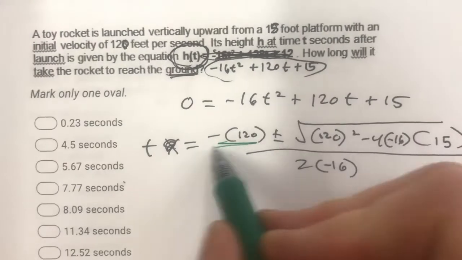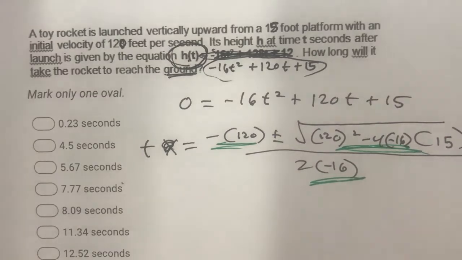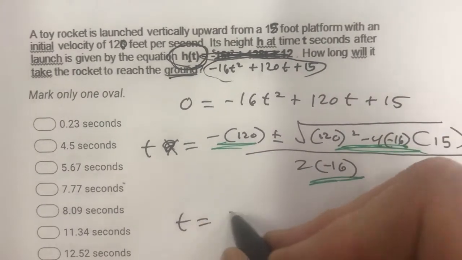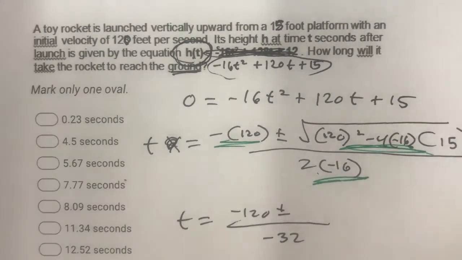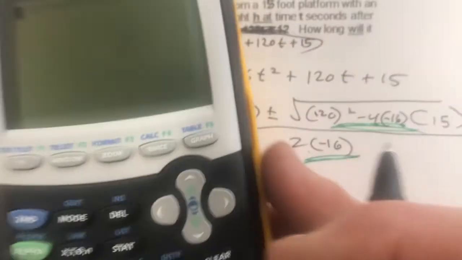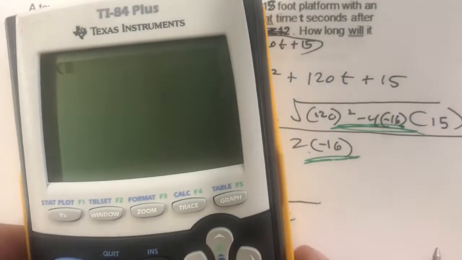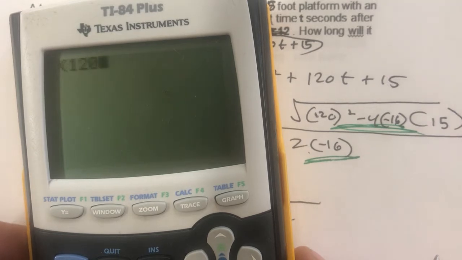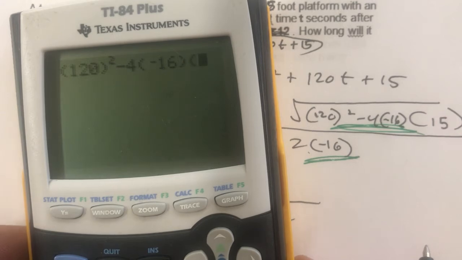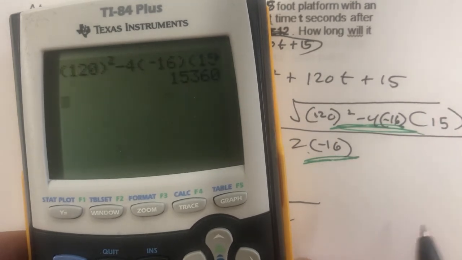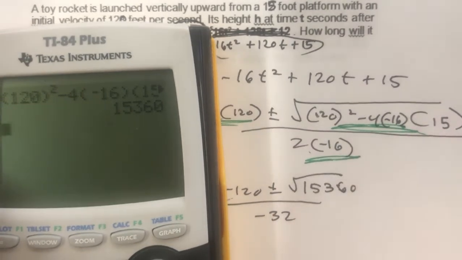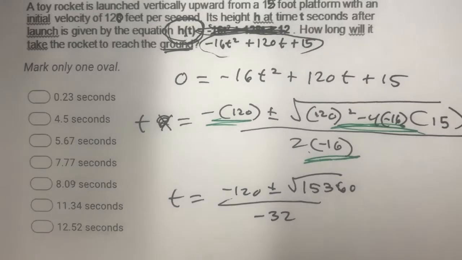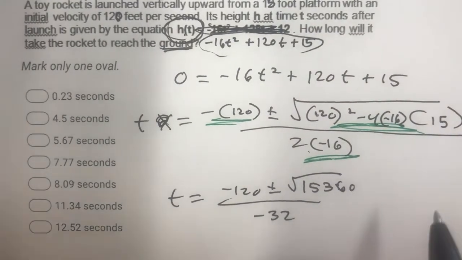Now there's three things to do. First, that's going to be a negative 120. Down here, that's a negative 32. And in my radical, I've got 120 squared minus 4 times negative 16 times 15. Woo! Big number. 15,360. So that's what's in my radical. Now I have to do the square root of that answer.